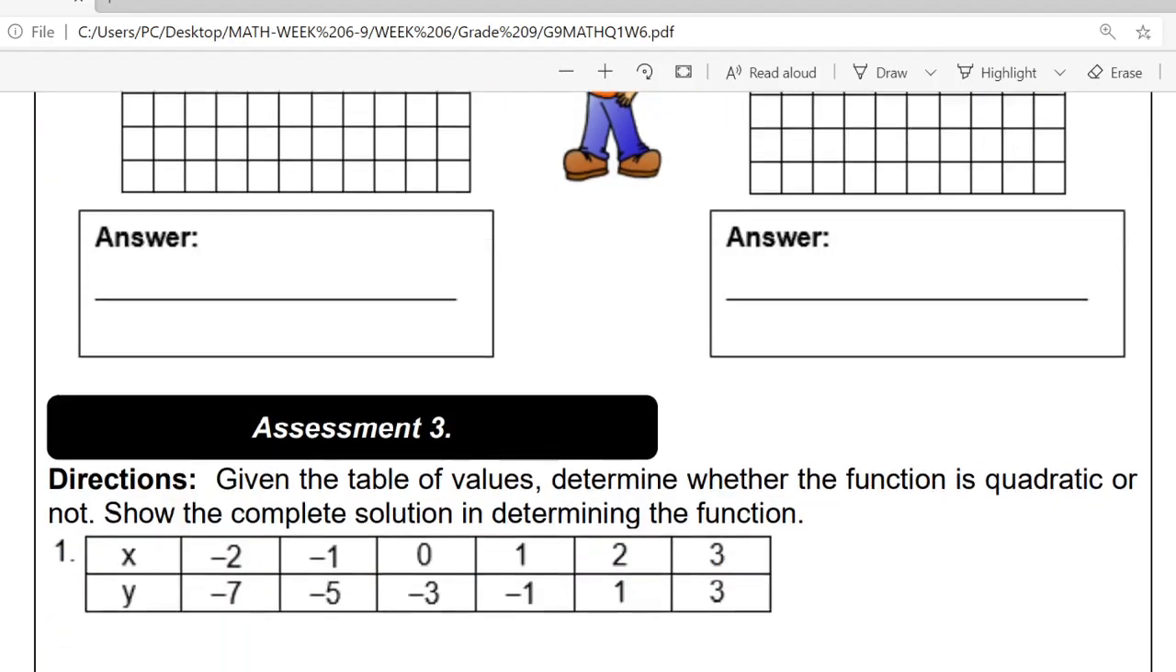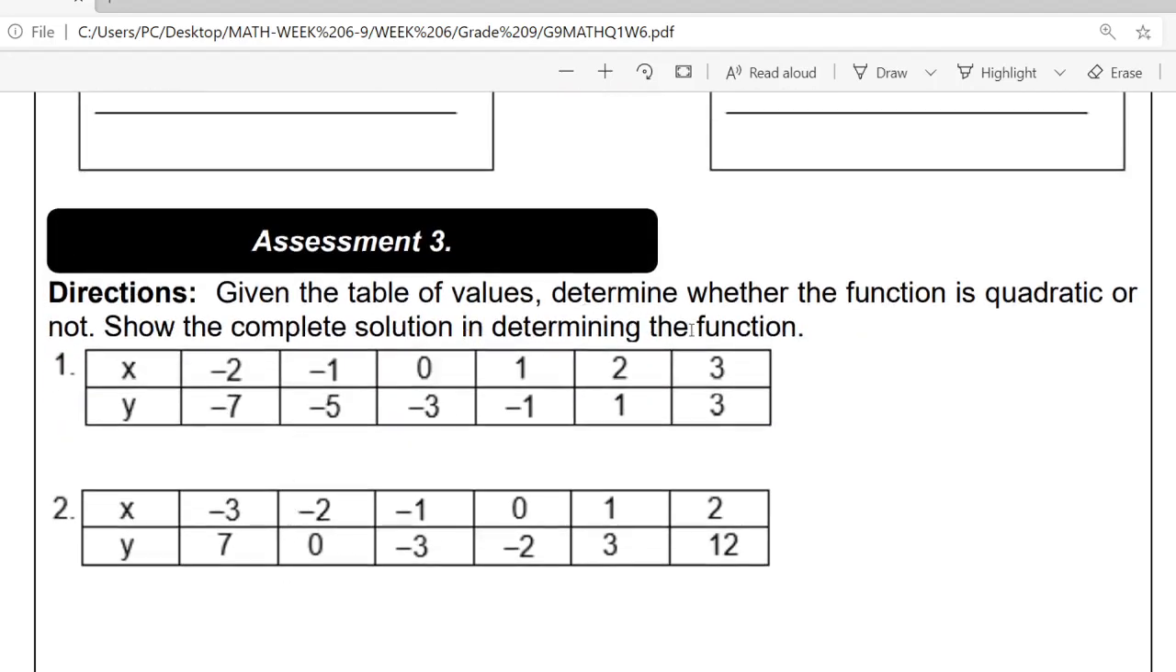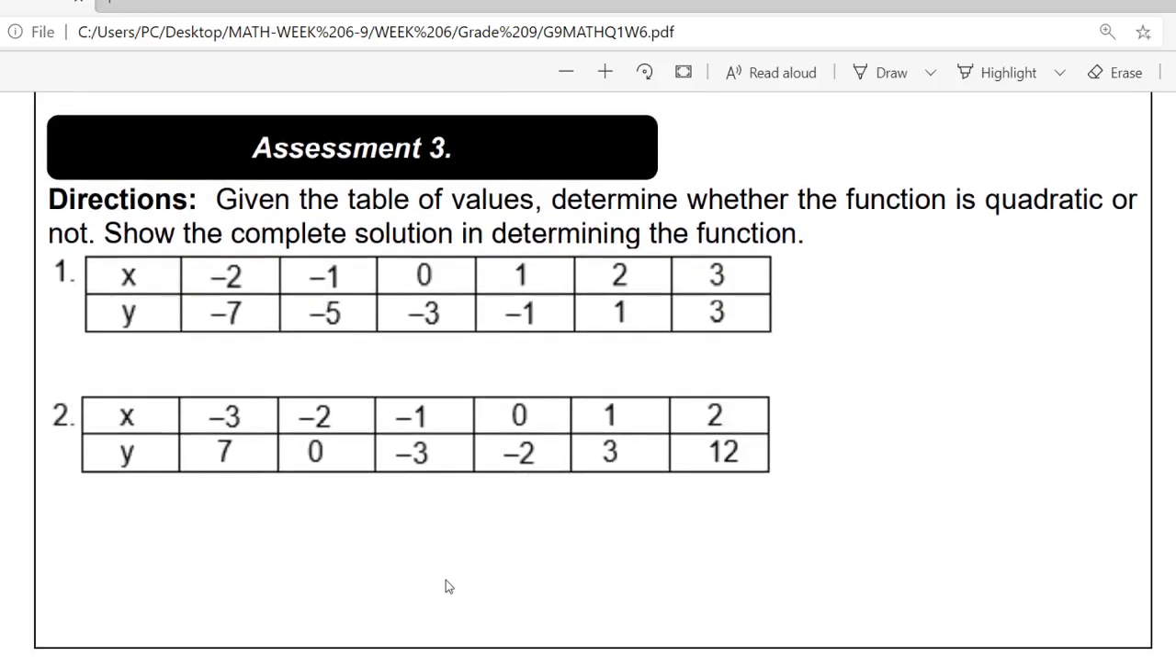Okay, next, assessment 3. Given the table of values, determine whether the function is quadratic or not. Show the complete solution in determining the function. So how will you know whether this table of values is a quadratic function or not? We have examples earlier on how to know that a table of values is quadratic or not. We just follow the examples.